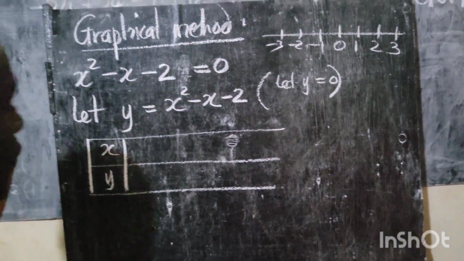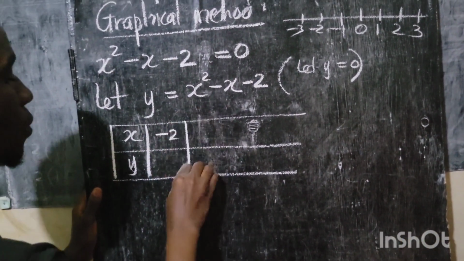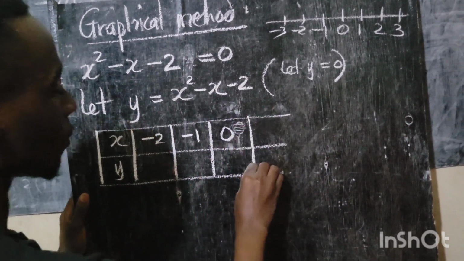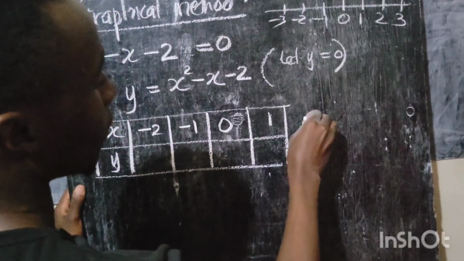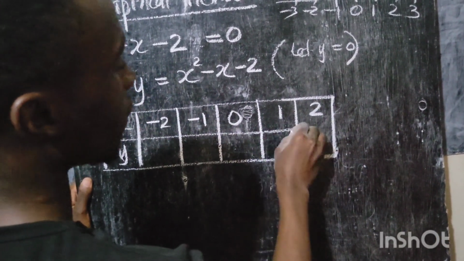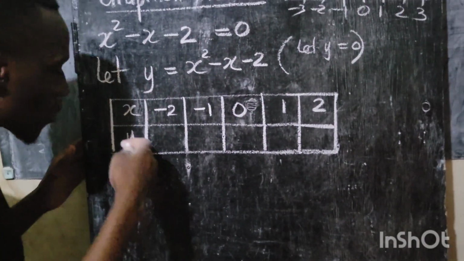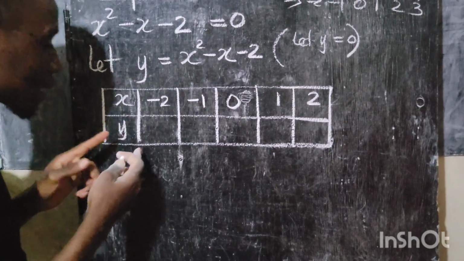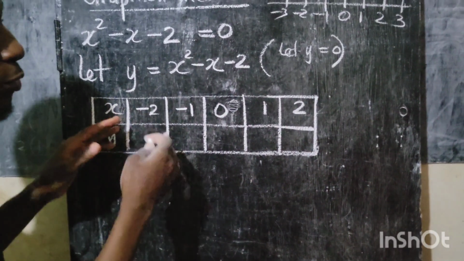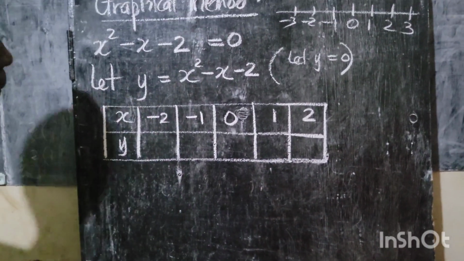So let us suppose we are picking x values of negative 2, negative 1, 0, 1, and 2. Let us use those ones. Having picked these numbers, we are going to find the corresponding y coordinates. It's like we are going to create various points which we are going to use to plot on the graph.